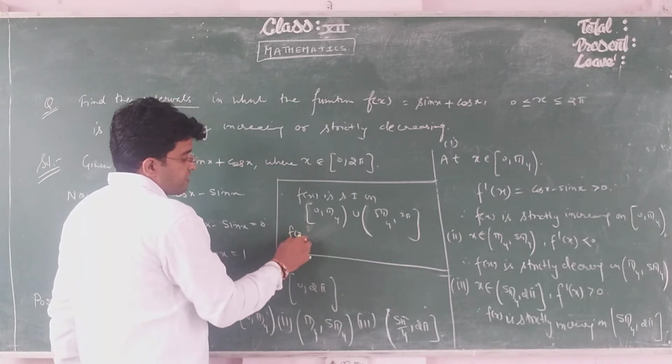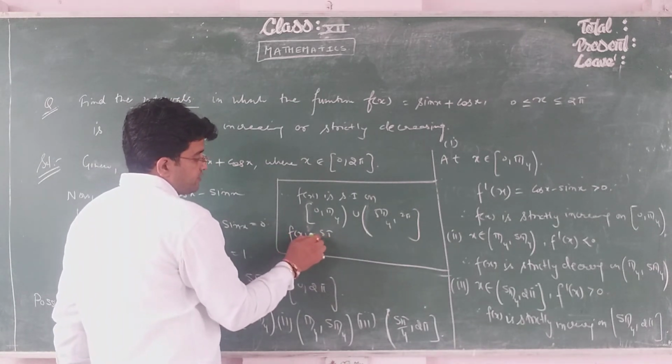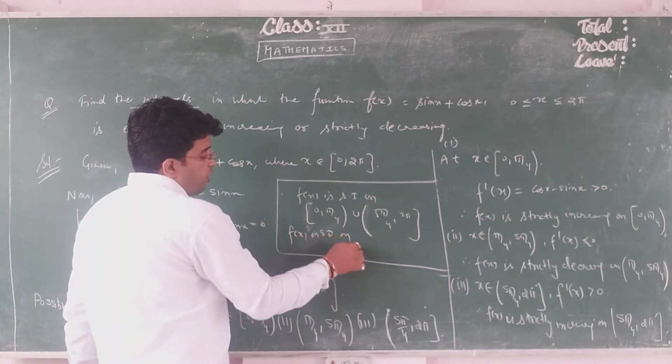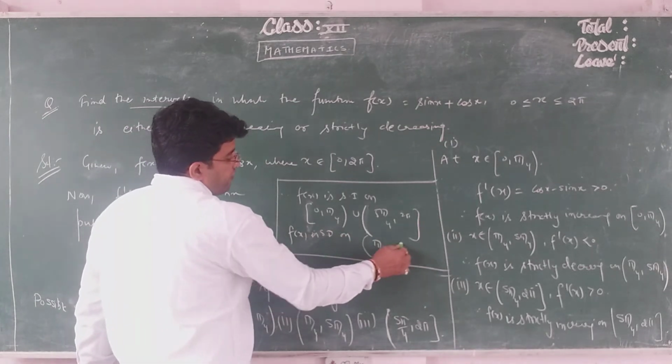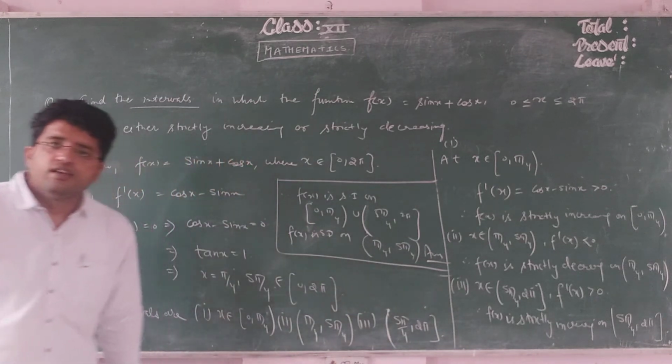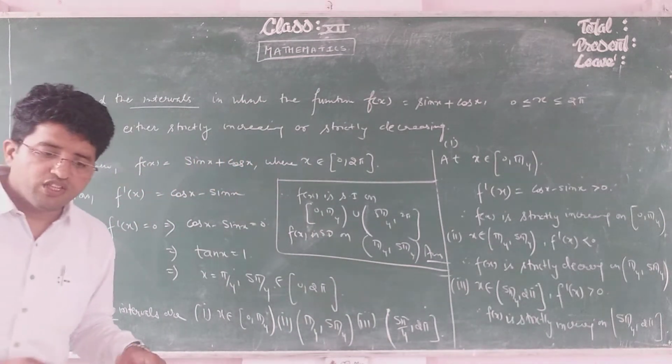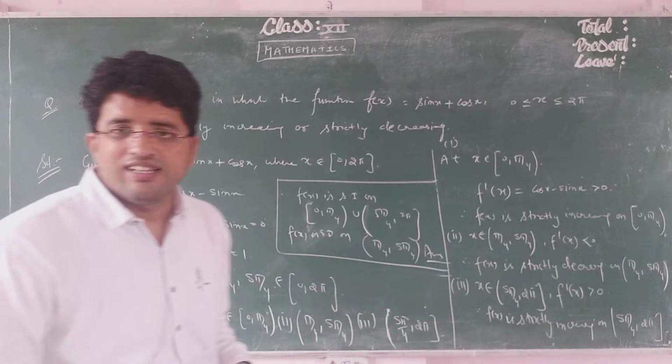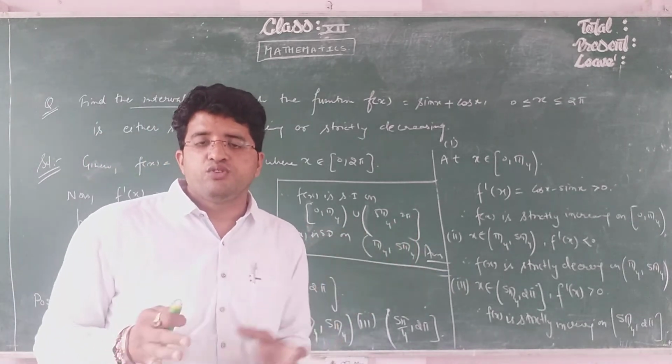Therefore, f(x) is strictly increasing on 0 closed to pi by 4 open, union 5 pi by 4 to 2 pi closed. Okay, just be careful about it. And f(x) is strictly decreasing on pi by 4 to 5 pi by 4. So whenever you get more than one interval where the function is strictly increasing, just combine them using the union symbol.